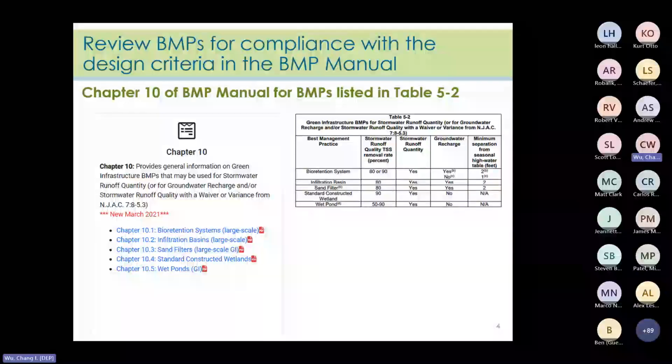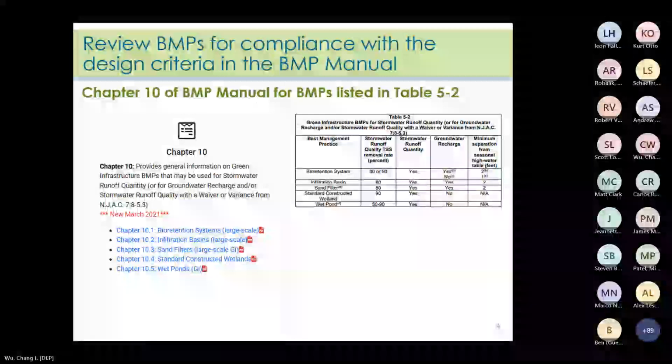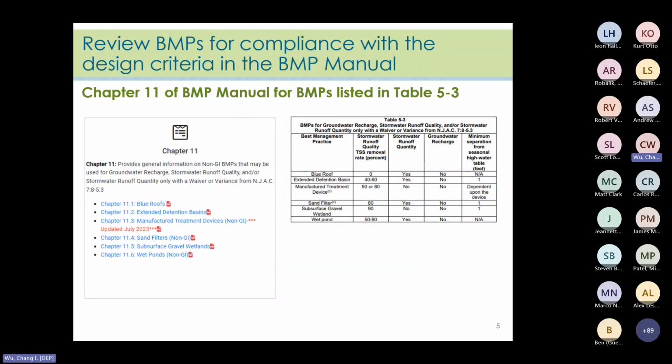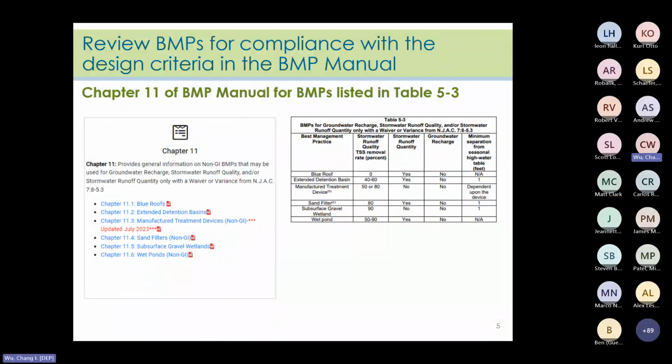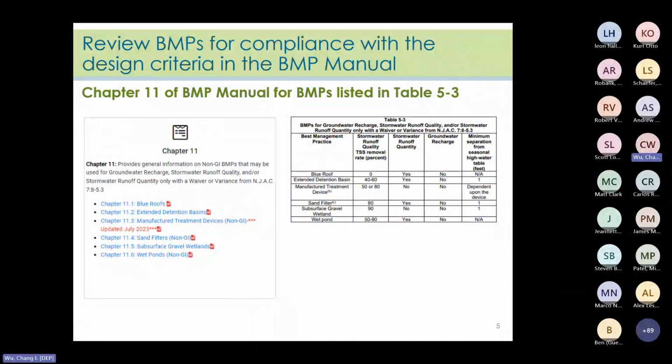And here are the BMP chapters for the GI BMPs that can be used for quantity control. If you want to use these as GI BMPs for water quality or groundwater recharge, you need to get a waiver or variance. And the next table is the BMPs that are not GI BMPs. So you will need to obtain a waiver or variance before you can use those BMPs for meeting quality or quantity or groundwater recharge requirements.